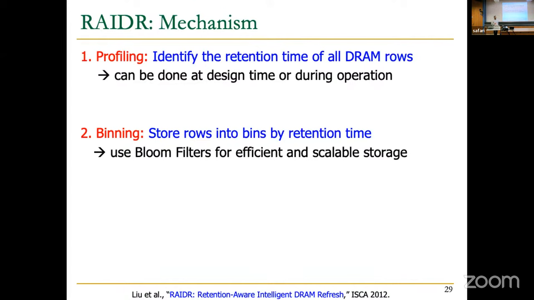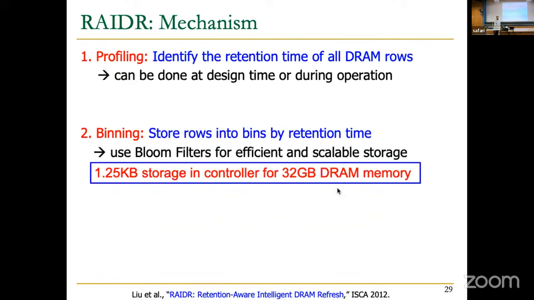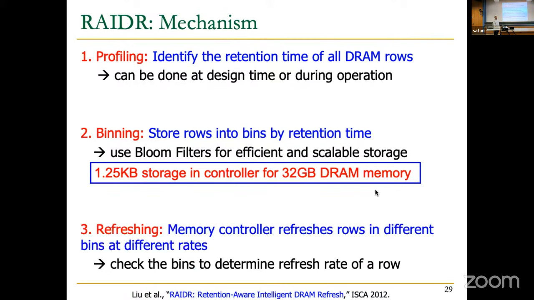And you need to understand if a given row is a member of a given strength level or a given bin. To understand that, this paper proposes to use Bloom filters for efficient and scalable storage, because we don't want to store data for each particular DRAM row. Okay, so it managed to represent this distribution in just 1.25 kilobytes of storage for a 32 gigabyte DRAM memory. And the third step is naturally refreshing. The memory controller refreshes rows in different bins at different rates, right?